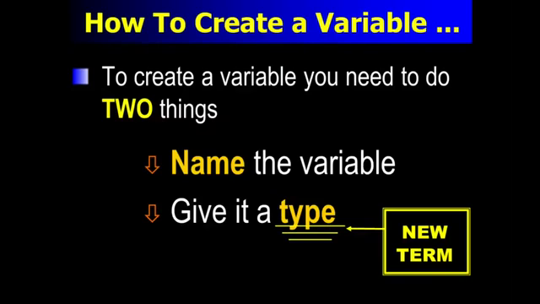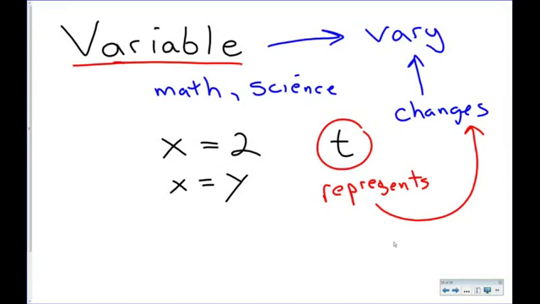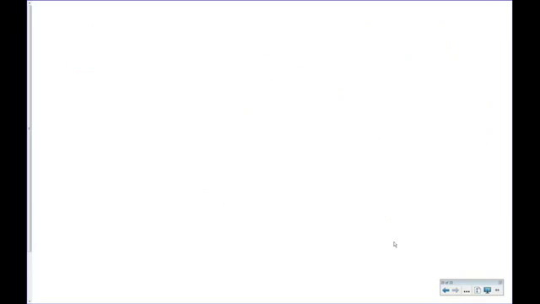Okay? So before I move to the next slide, I just want to drop back for a second and say, okay, so we got the math thing. So yeah, it's a variable, it represents something, it changes. So now we know we have to give it a name. And we do that in math too. We'd say X, or in science we'd say T.